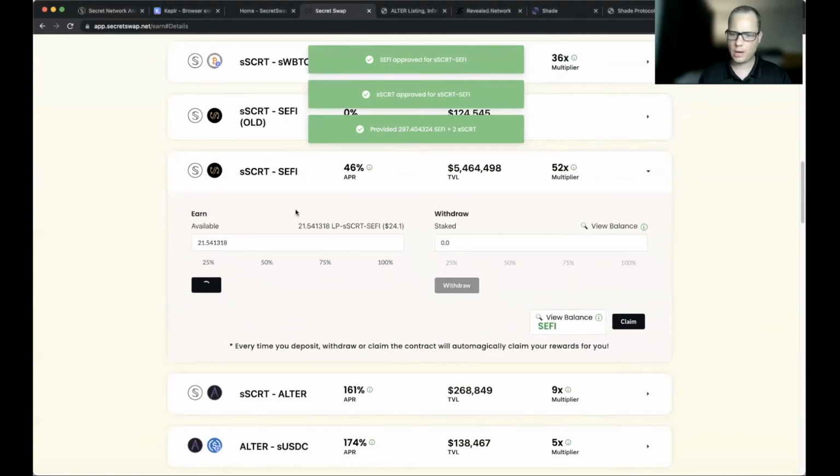And so now you can see why we need to leave some Secret in our wallet in order to make sure that we have plenty of gas to pay for all these transactions. And this isn't every time. This is just your first time utilizing the DEX. So keep that in mind.